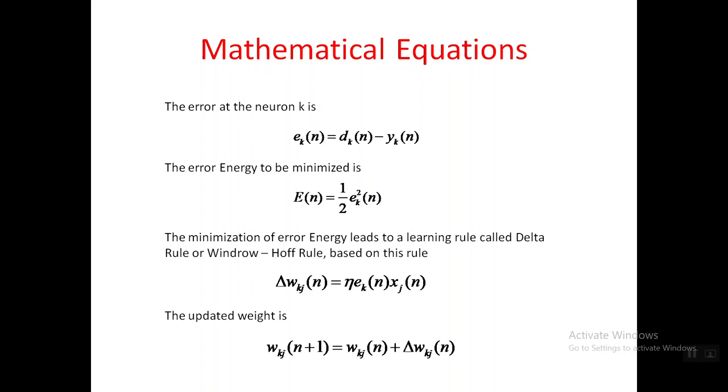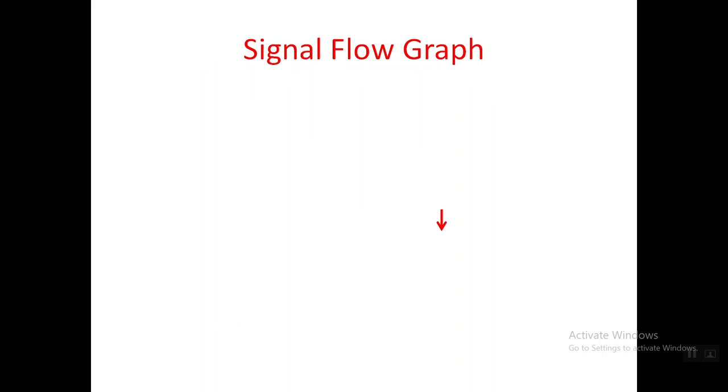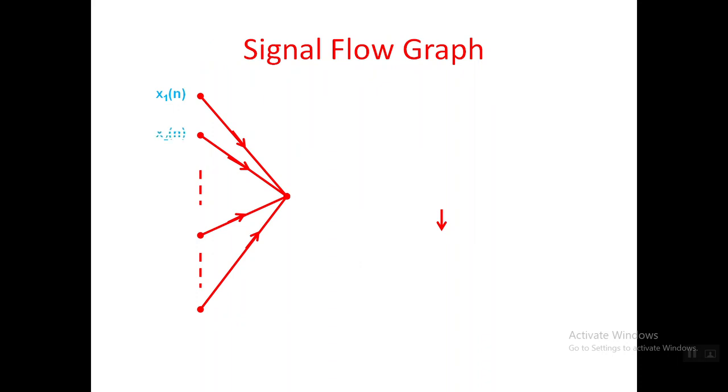Okay, next. This is the signal flow graph. How it will be shown as a signal flow graph, and the inputs x1, x2. These are the inputs. So let us see. x1 of n is the first input, and x2 of n, and so on, xj of n, and so on, xm of n, where j is the representation of all these input signals. So we are representing it as j, and m is the total number of input signals.